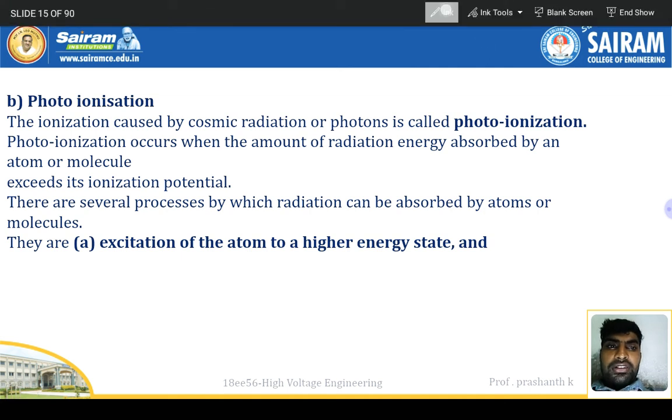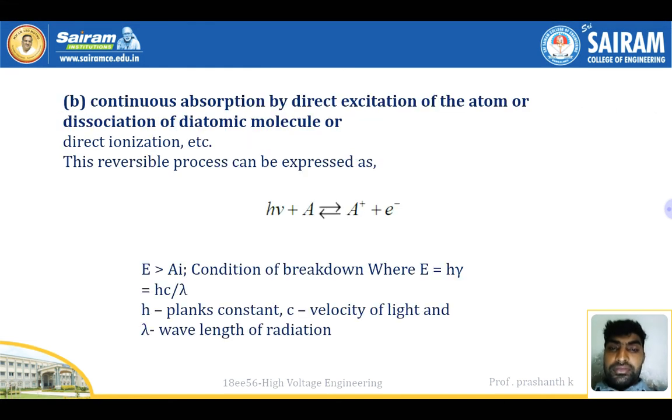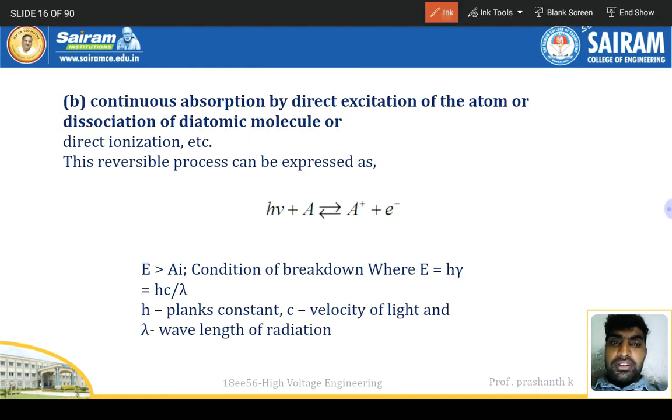Next, there is photoionization. Photoionization is the ionization caused by cosmic radiations, photons. Photoionization occurs when the amount of radiation energy absorbed by an atom or molecule exceeds its ionization potential. There are several processes by which radiation can be absorbed by atoms or molecules: excitation of the atoms to higher energy states, continuous absorption by direct excitation of the atoms, dissociation of diatomic molecules, or direct ionization. This reversible process can be expressed as h nu equals h c by lambda.